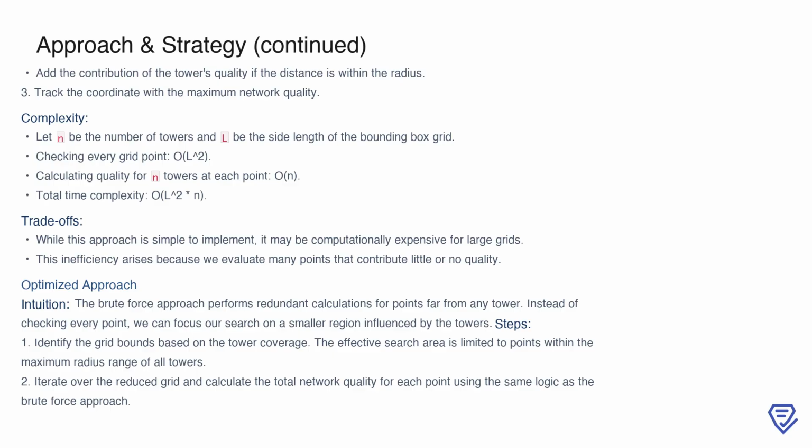However, this approach has a significant computational cost. If there are n towers and the grid size is determined by the side length L of the bounding box, then evaluating every grid point requires L² operations. For each point, we compute contributions from all n towers, leading to an overall time complexity of L² n. While this method is straightforward, it often evaluates points that add little or no value, making it inefficient for large grids. To address this, we can consider an optimized approach that reduces the number of points we evaluate by focusing only on regions influenced by the towers.